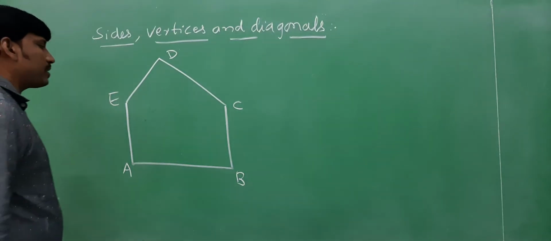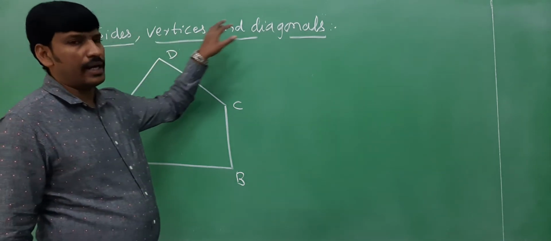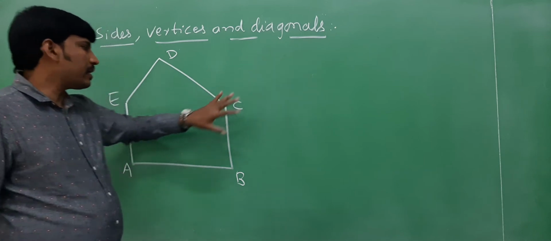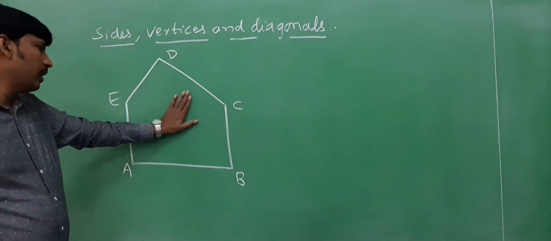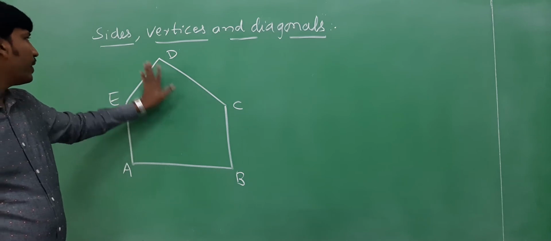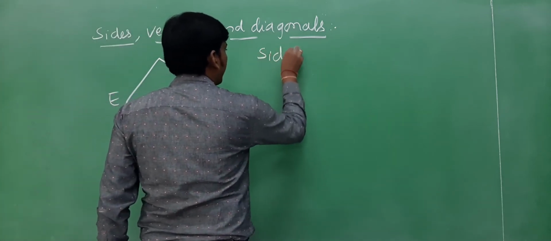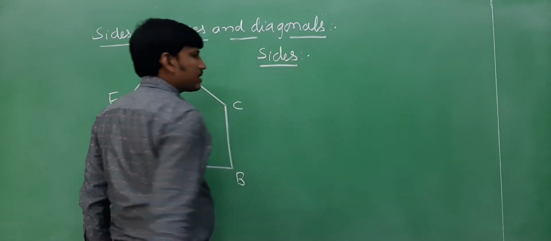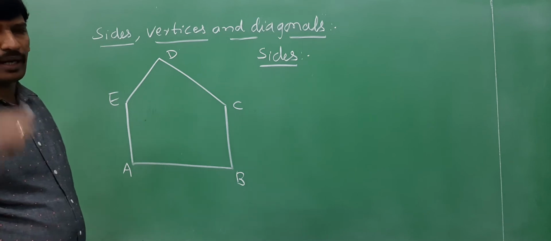Right, children, let us discuss sides, vertices and diagonals. Here it is a polygon, a simple closed figure is a polygon. First of all we discuss sides. What is the meaning of side? A side is a simple line segment. It has a particular length.